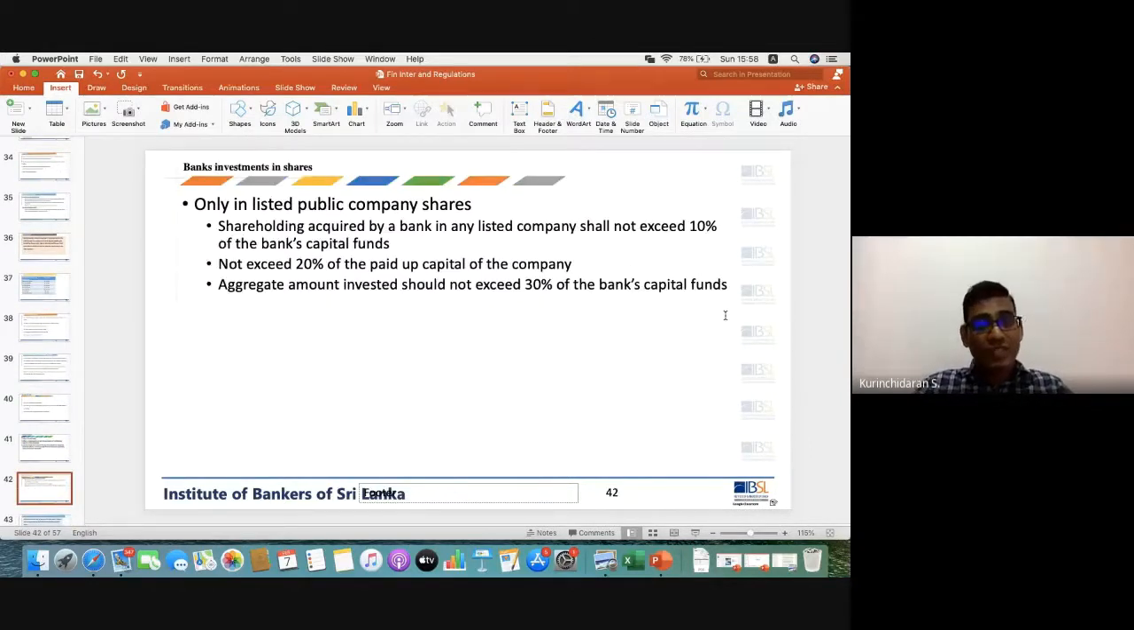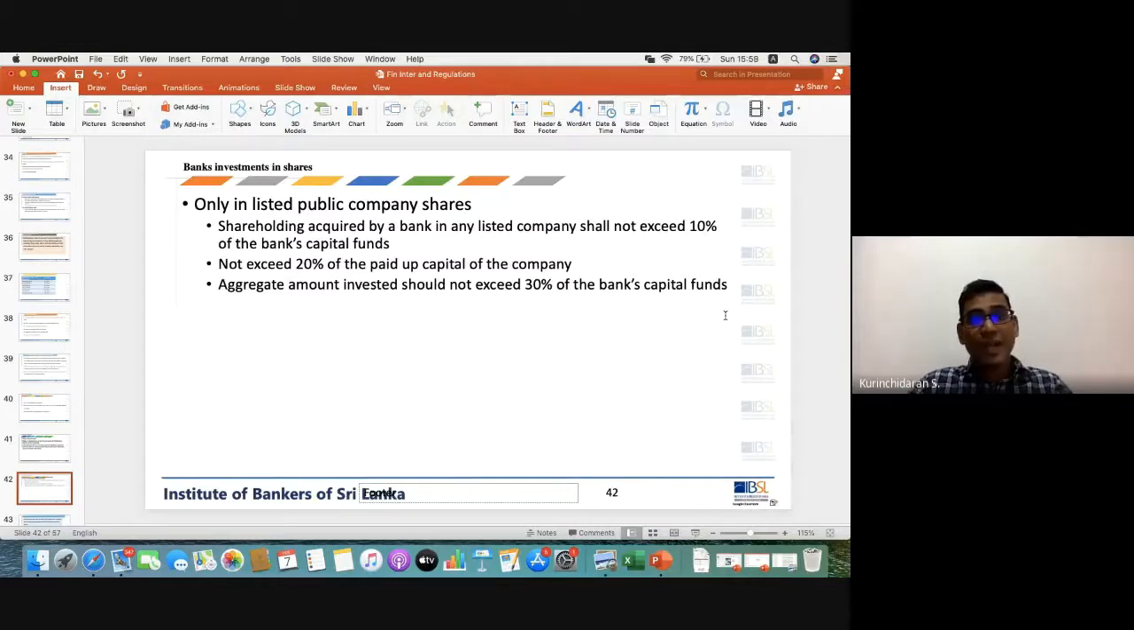And bank investment in shares. Investing in shares is a very risky business because overnight you can lose the money, right? Whose money? It's public deposits, right? So there are restrictions. One, it says only in listed public company shares. The bank can invest only in listed public company shares. In special circumstances, the Monetary Board gives approvals for some investments, for the requirement of the financial system actually, right?